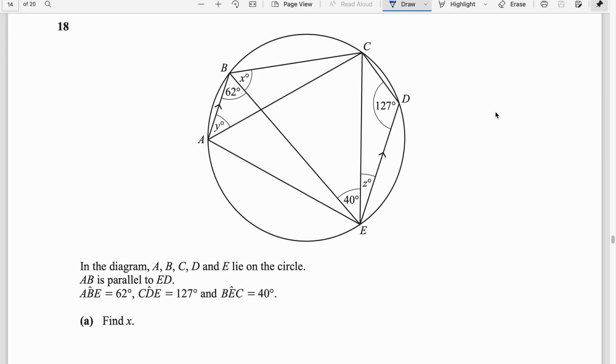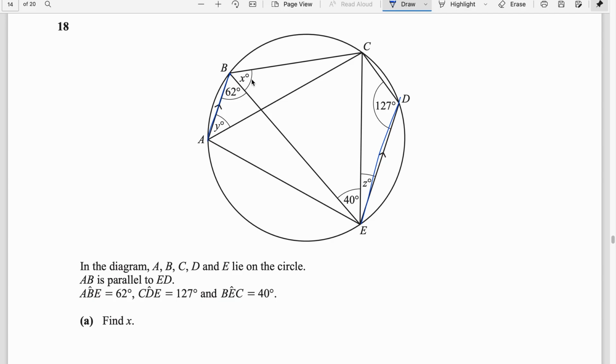Question number 18. In the diagram, A, B, C, D and E lie on the circle. A, B, C, D, E, 5 points. AB is parallel to ED. ABE is 62, CDE is 127, BEC is 40. Find X.